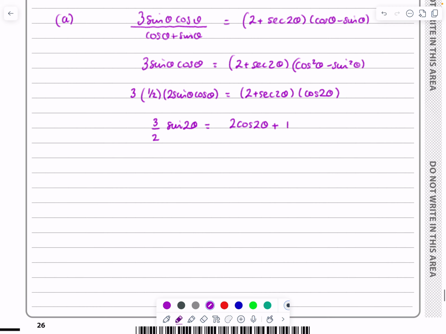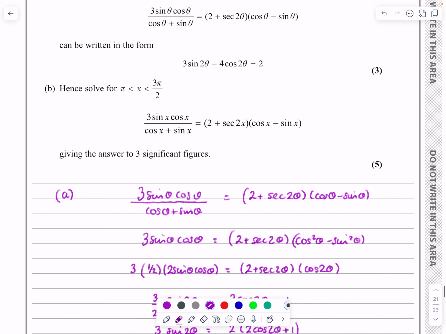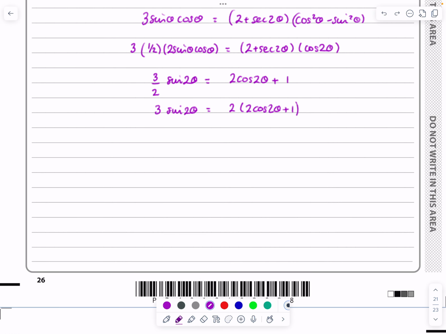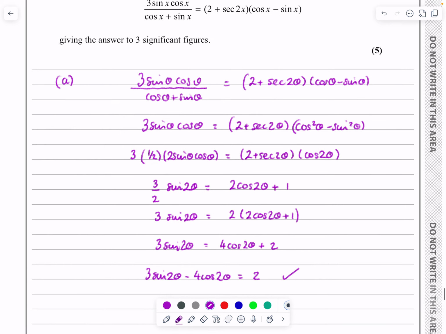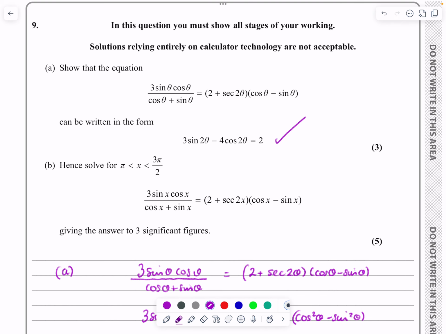Now let's multiply everything by 2. You might at this stage want to have a look at what we're trying to get to here, because we're very close to it. So 2 cos 2 theta plus 1. If you look at what we're actually trying to get it to be, it's just a matter of multiplying everything out now. So 3 sine 2 theta is equal to 4 cos 2 theta plus 2. And so then just put it in the right way round. 3 sine 2 theta minus 4 cos 2 theta is equal to 2. And that's what we were actually trying to prove for part A.